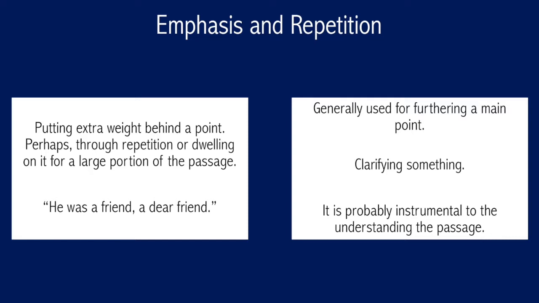Repetition is often a tool used for emphasis. So I might say he was a friend, a dear friend. That emphasizes how close he was to me. So the purpose of repetition is often emphasis, and we emphasize things because it is important to clarify something, or we are trying to further a given point, or it is important that the reader understands it.